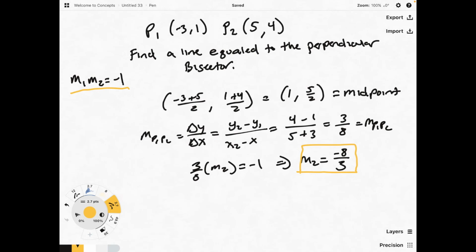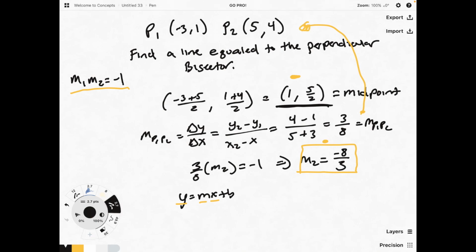Now what we need to do is find the equation of that line. We know the point that it's going to pass through, which is 1, 5 over 2, which was the midpoint of our first segment. All we need to do now is plug it into our equation y equals mx plus b, and we'll solve for b, and then we should have the equation of this line, because we know y and x because of this point right here, and we know m because of the slope we just found that is perpendicular to the slope that we found of our points here.